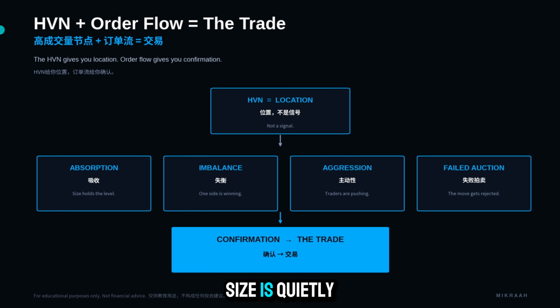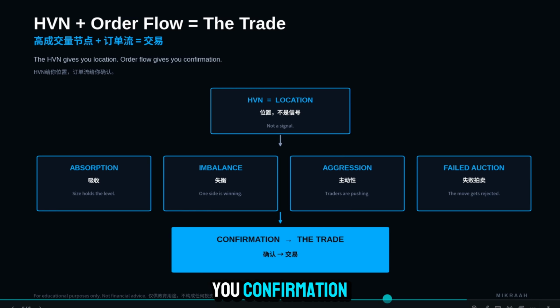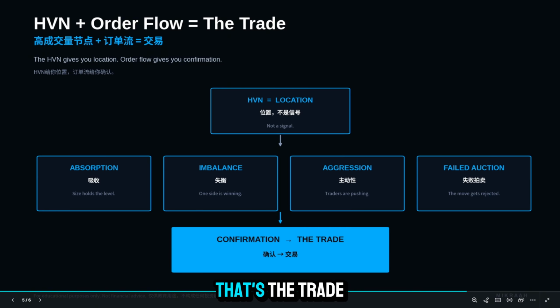Absorption. Size is quietly stepping in and holding that level. Imbalance. One side is winning the auction. Aggression. Traders are actively pushing, not passively resting orders. Failed auction. An attempt to break through gets rejected and price comes right back in. Those 4 give you confirmation, and only when you get the confirmation, that's the trade.